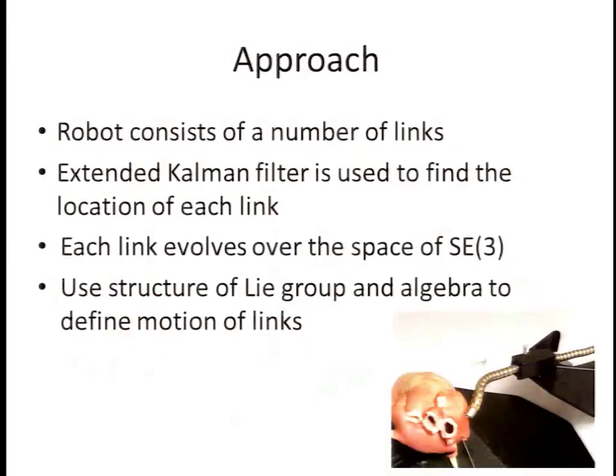So what we do is, the medical snake robot has a number of links, and each of these links evolves over SE(3). So we try to use the underlying structure of the Lie group and its algebra to come up with an extended Kalman filter to estimate the position and orientation of each of the links of the robot.